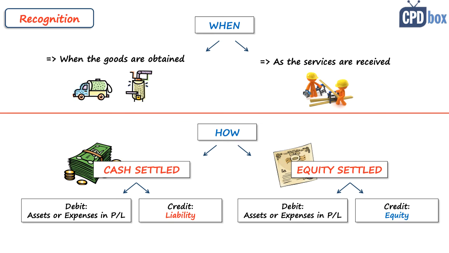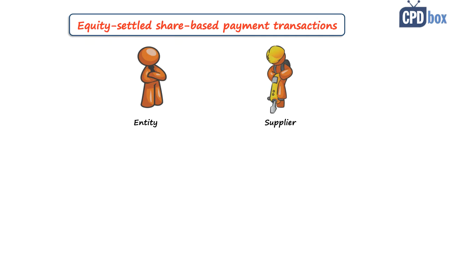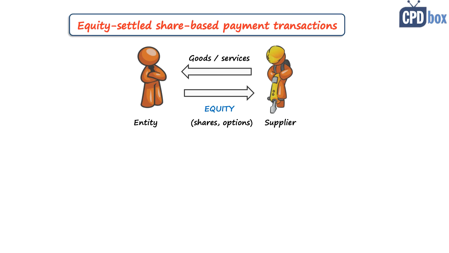So these are the basic recognition criteria, and let's break them down more specifically in line with various types of transactions. Let's take a look at equity settled share-based payment transactions first. In these transactions, an entity acquires certain goods or services from the supplier, including employees, and pays for these services with some own equity instruments such as shares or share options or anything similar.